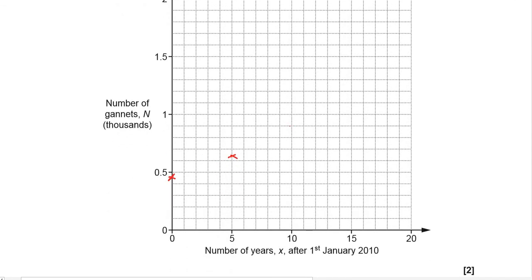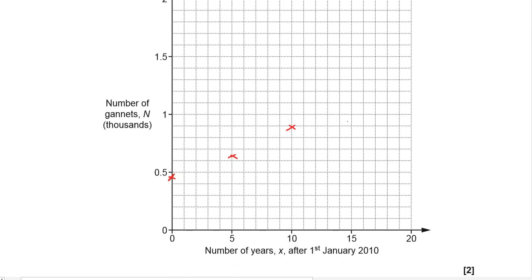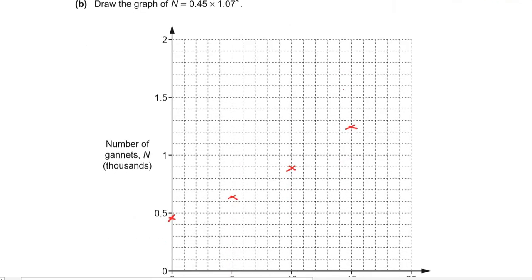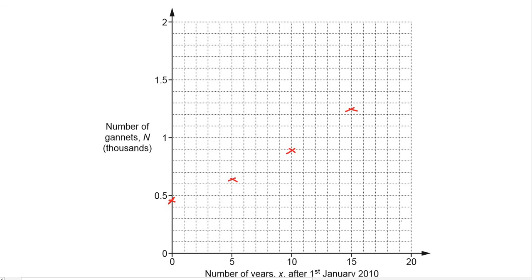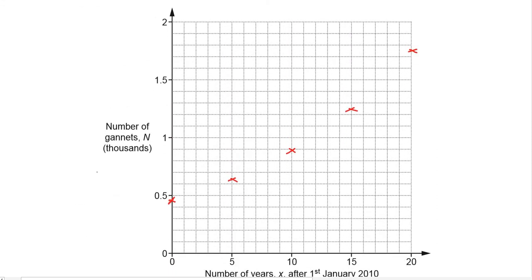Right below 0.9, it's there. 15 is 1.24. So 1, 1.1, 1.2, 1.4, and 20 is 1.74. So 1.5, 1.6, 1.7, 1.74. Right. So I'm going to try and draw this as neat as I can. Okay, not the best graph there, but it'll do the trick for this question.